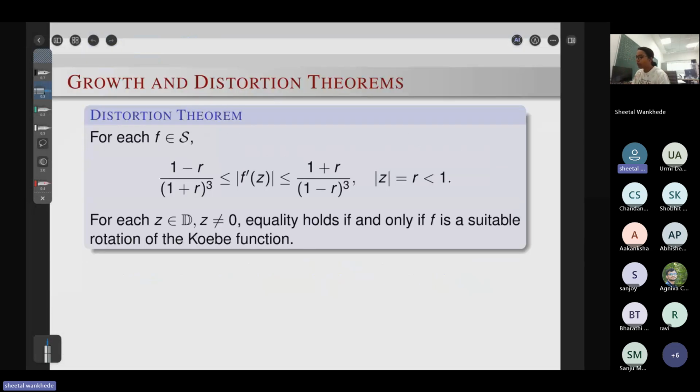So next, two important things. First, we have the distortion theorem. The distortion theorem gives the bounds for the derivative of the function when the function belongs to class S. And these bounds can be used to prove many important theorems in univalent function theory. So we have the modulus of f dash of z with the upper bound (1 plus r) by (1 minus r) the whole cube, and the lower bound (1 minus r) by (1 plus r) the whole cube, for all z belonging to D. And here also equality holds for a suitable rotation of the Koebe function.